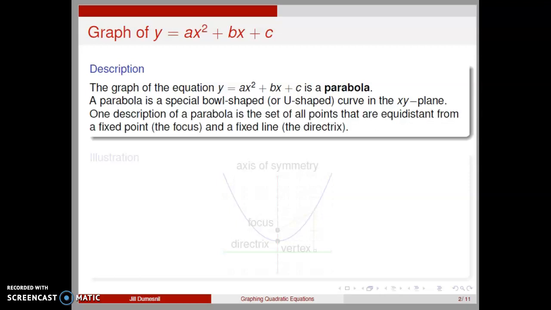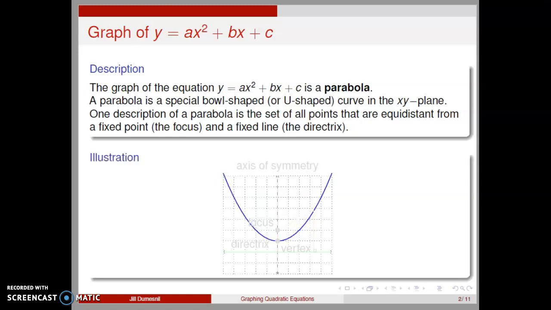One description of a parabola is the set of all points that are equidistant from a fixed point called the focus and a fixed line called the directrix. This diagram shows a generic parabola. Notice the focus and the directrix. Each point on the parabola is located at an equal distance from the focus and directrix.